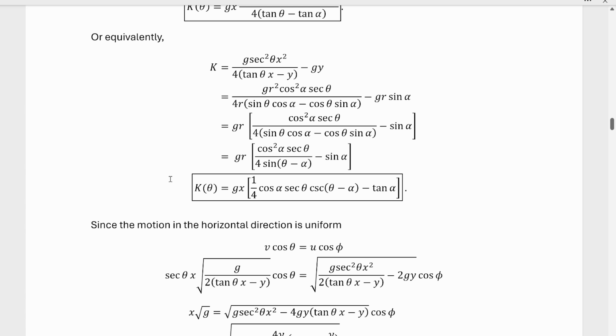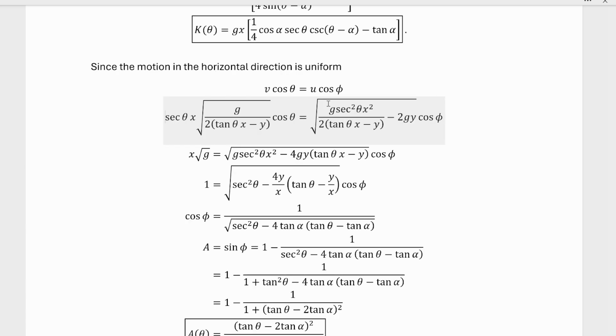The other equivalent form is given as this. This is more useful when we investigate the behavior of K when theta is near the optimal angle. We then move on to find the angle phi, which is the entry angle.